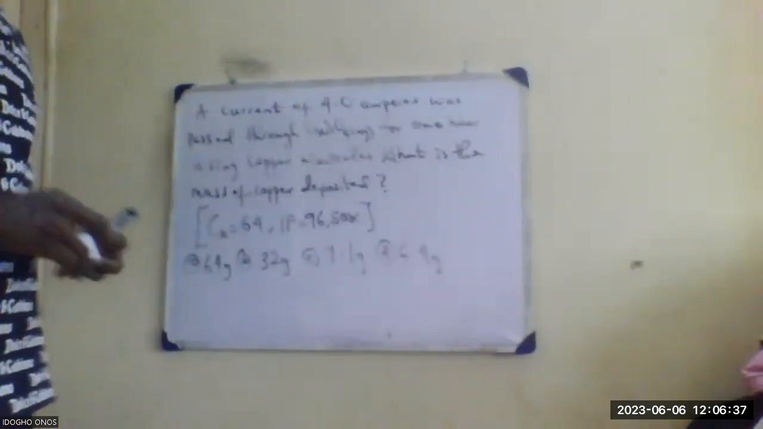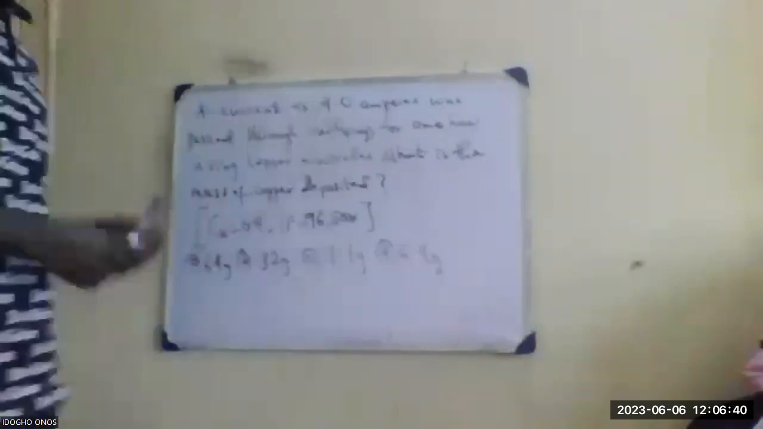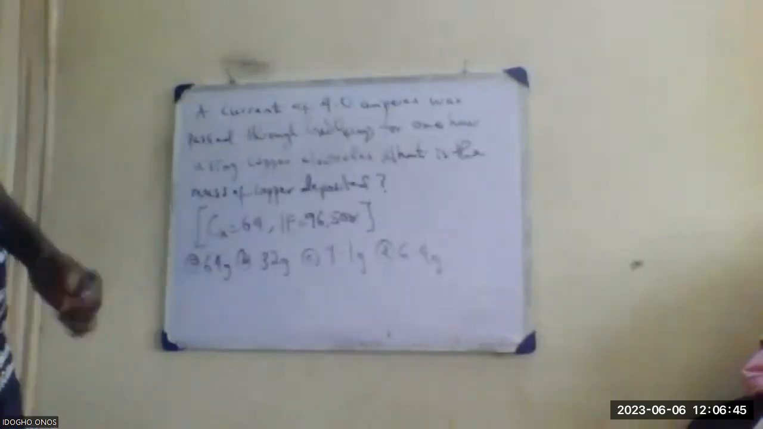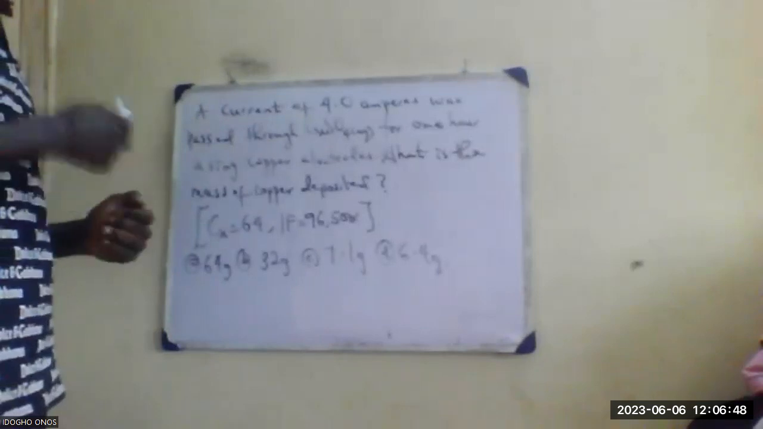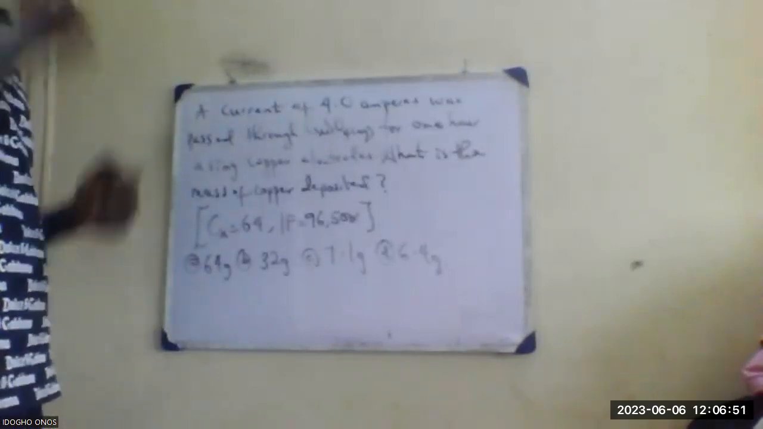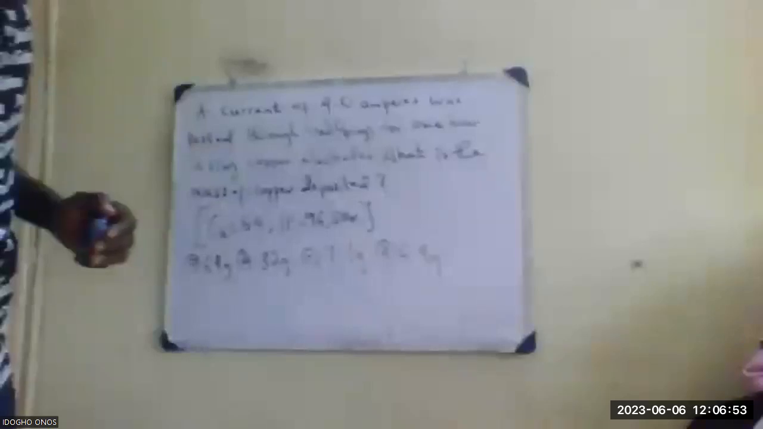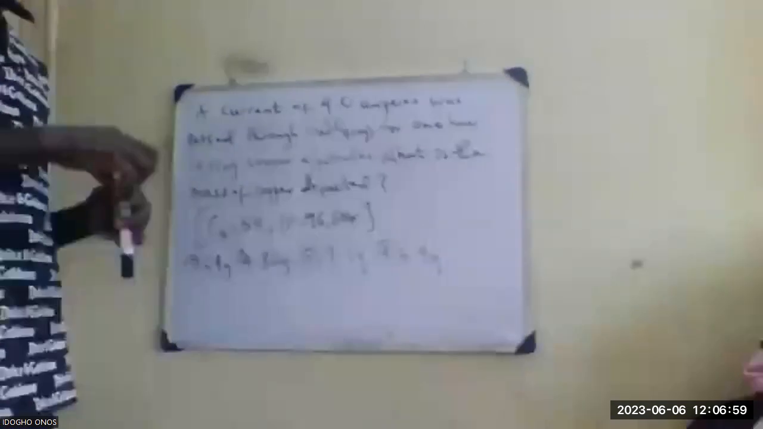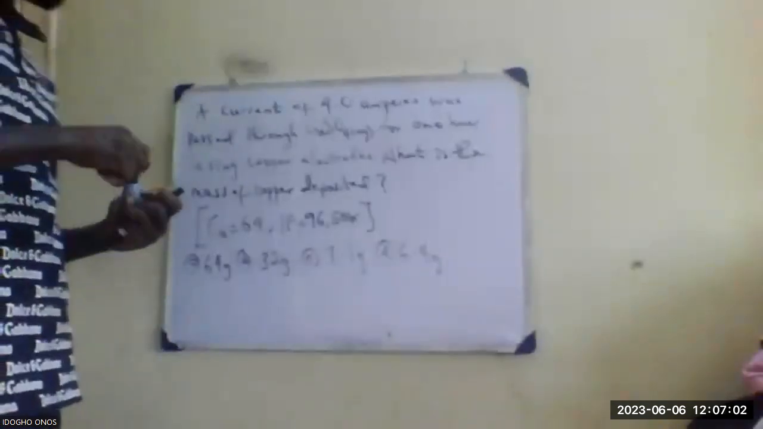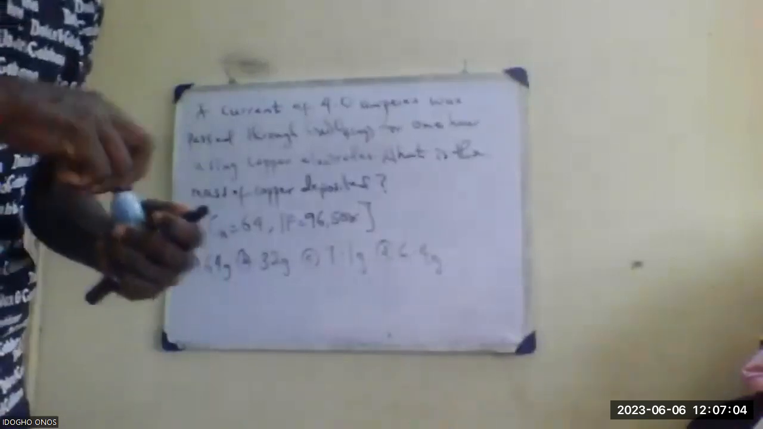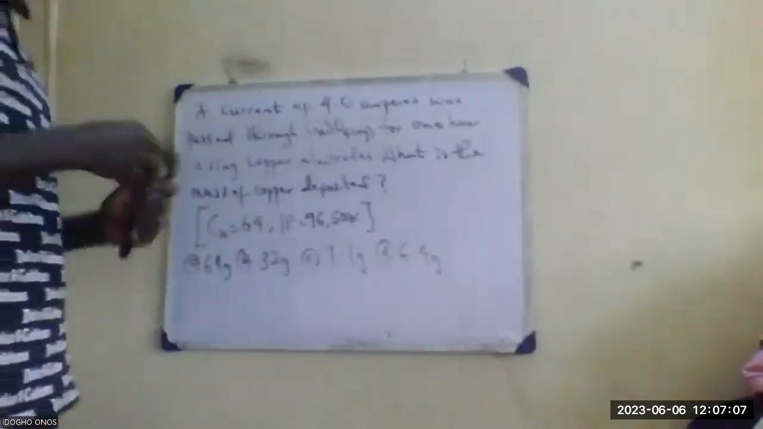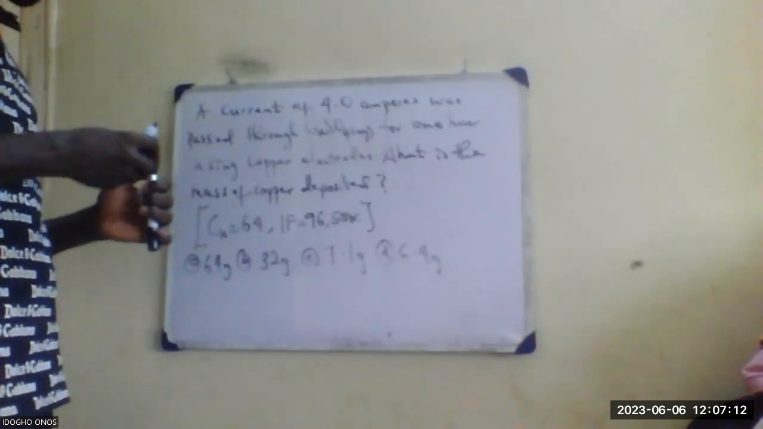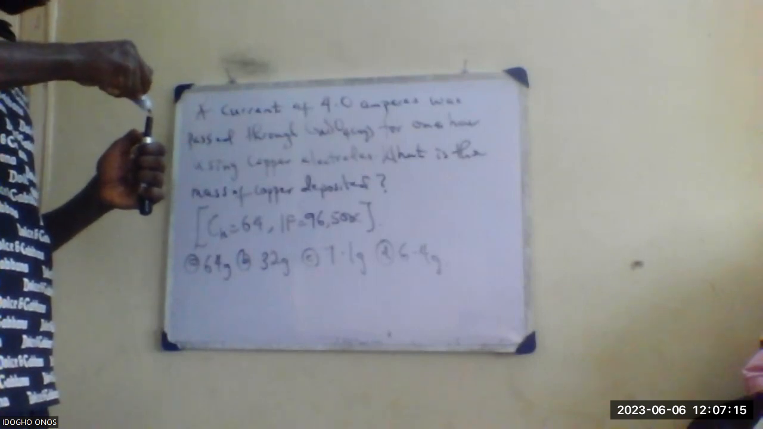I can't see it. Okay, a current of 4.0 amps was passed through CuSO4 for 1 hour using copper electrode. What is the mass of copper deposited? Then in your brackets, we have copper 64. 1 Faraday equals 96,500 coulombs.